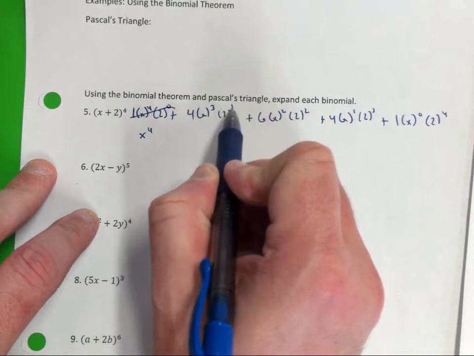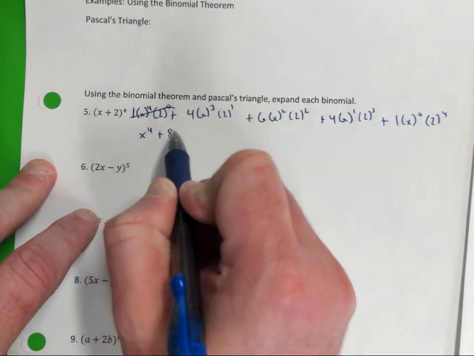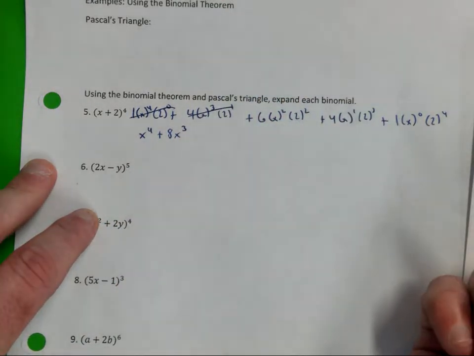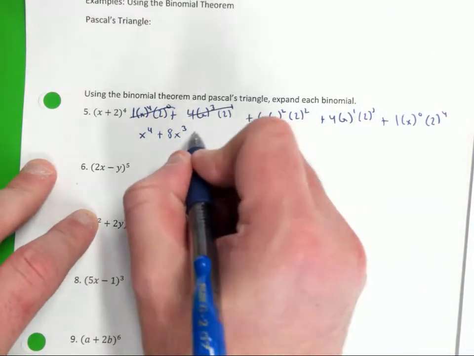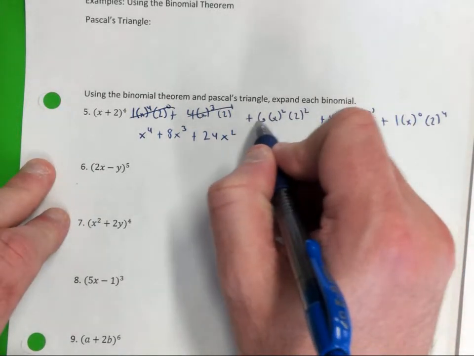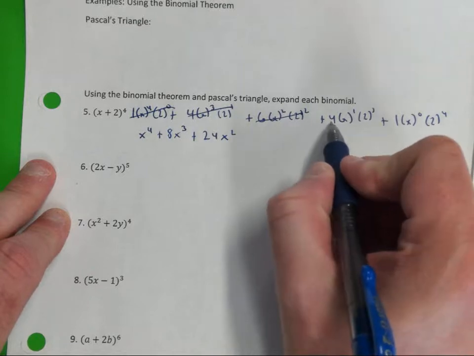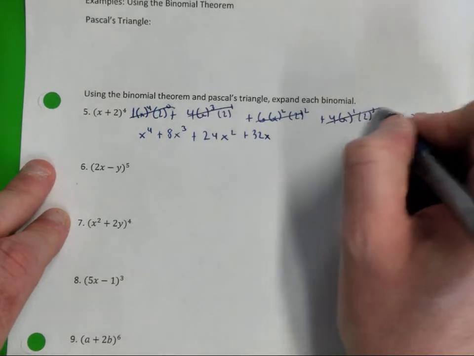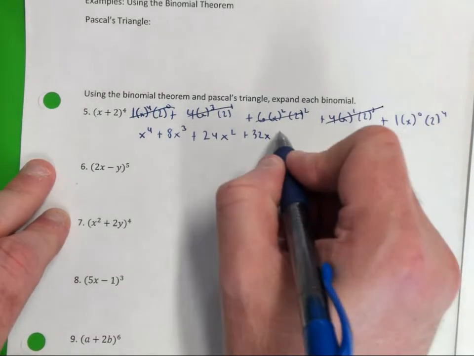Okay. What's 2 to the 1st? 2 times 4 is 8. That's going to be 8x cubed, isn't it? You're done. 2 squared is 4. 4 times 6 is 24, x squared. 2 cubed is 8. 8 times 4 is 32x. 2 to the 4th is 16. 16 times 1 is 16.